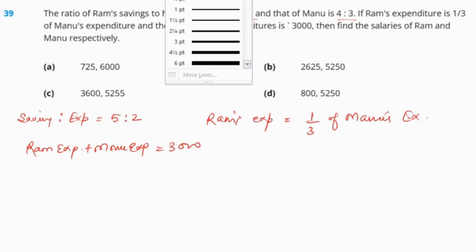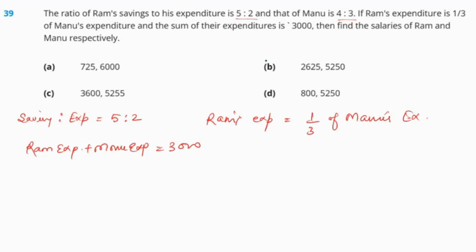So the ratio of Ram's saving to the expenditure is already given to us, which is 5:2. If we go with this, we can clearly see the savings and the expenditures together, and that gives us the total income of Ram. Here the total income is not given to us, but still we can solve this question.